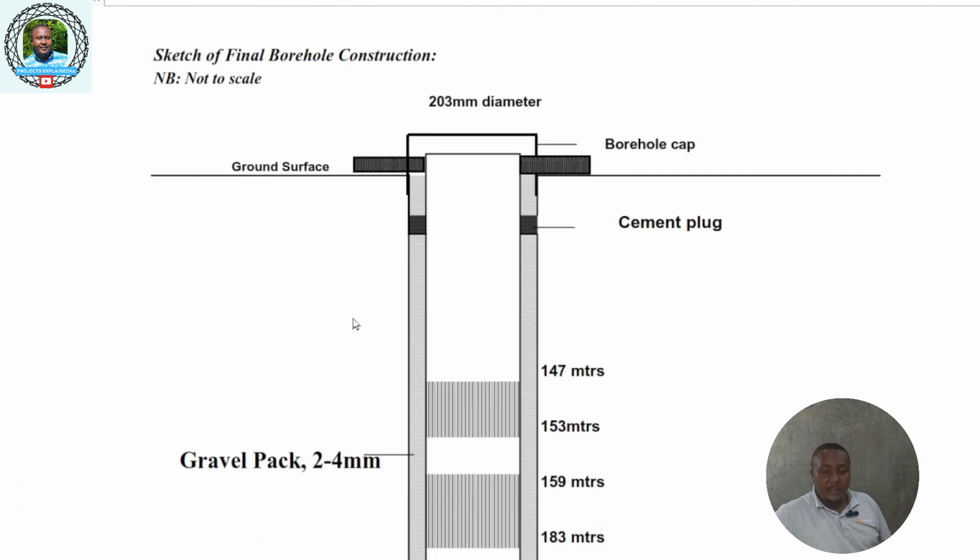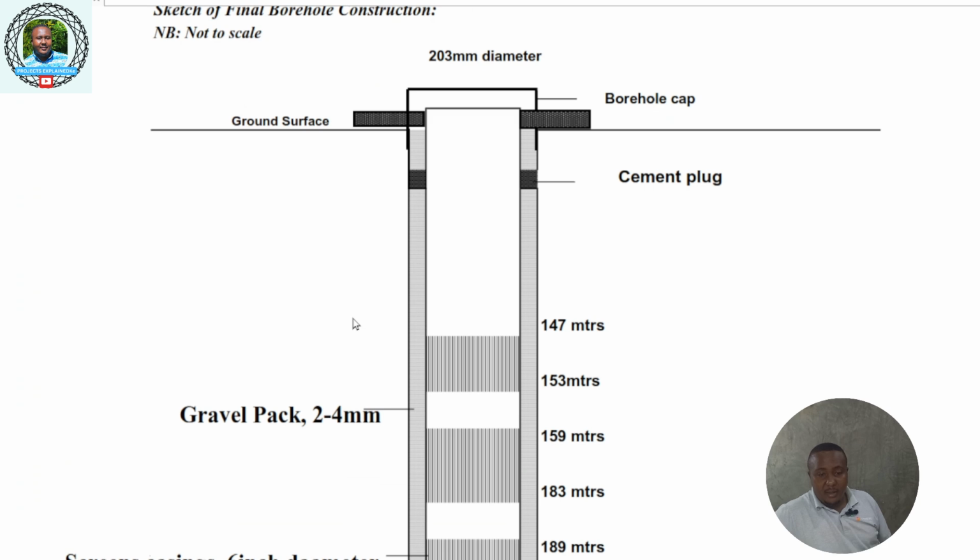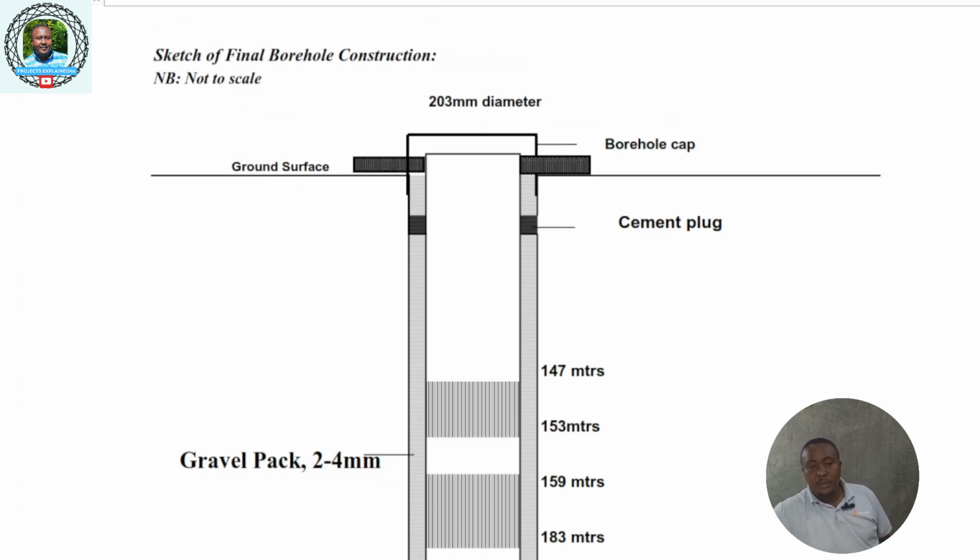Then from here, we go to the sketch itself. Remember in the first page, we saw the borehole was drilled 203 mm, which is 8.5 inches, and usually you have the name of the customer here. This is not drawn to scale, this is a sketch. It is a pictorial view of a borehole, and as you can see, this is the ground surface, and this is the borehole cap at the top. Then we have the point where the borehole was plugged. It depends on the depth, so it will be indicated there.